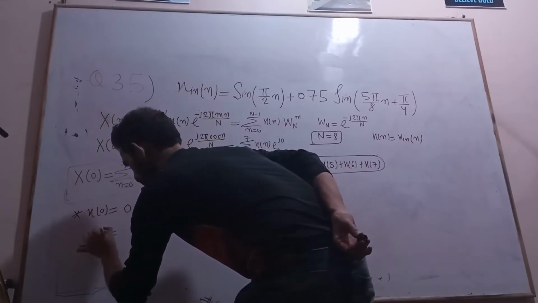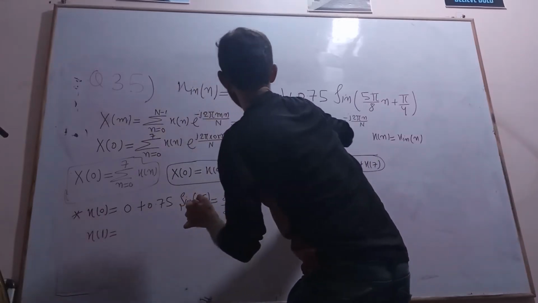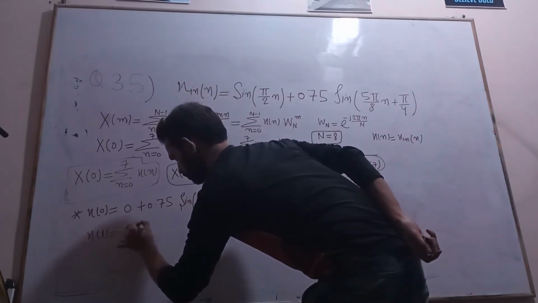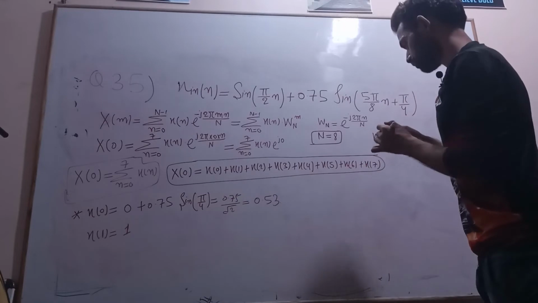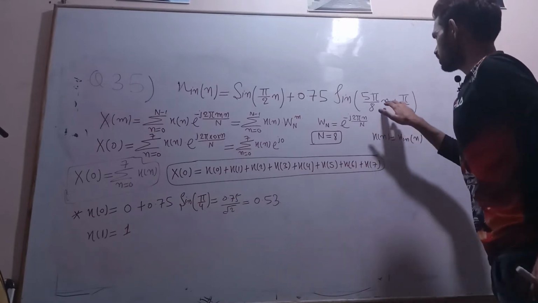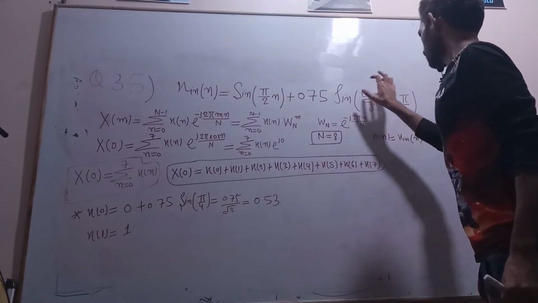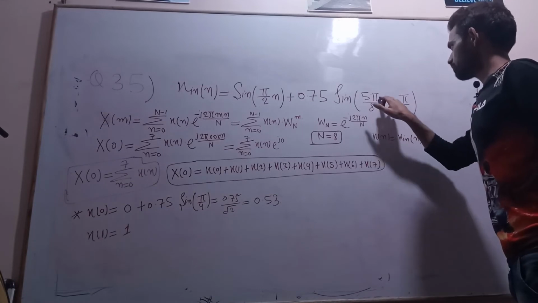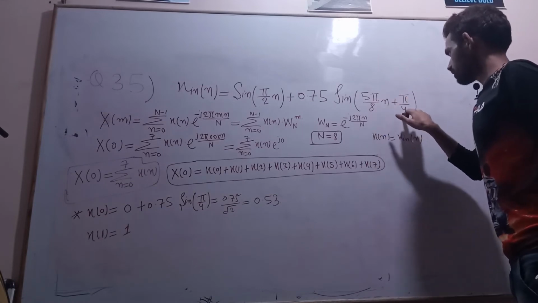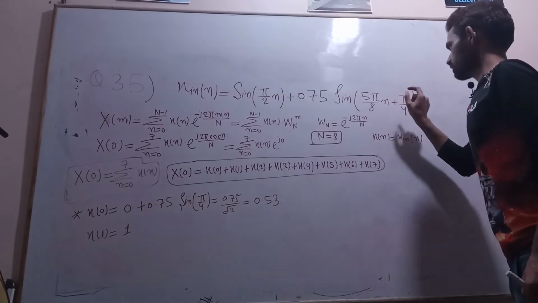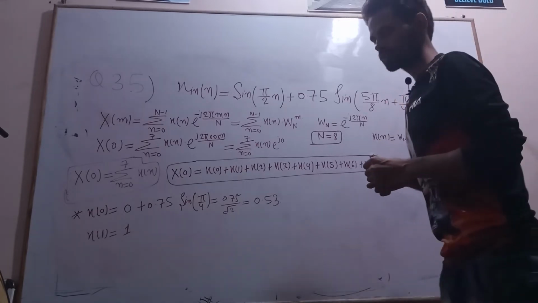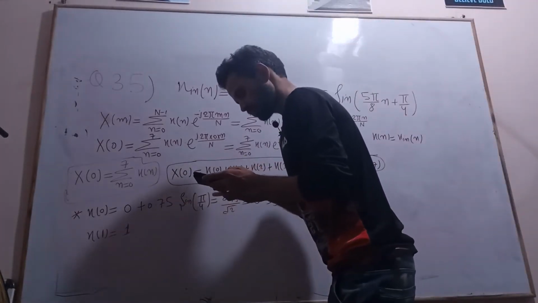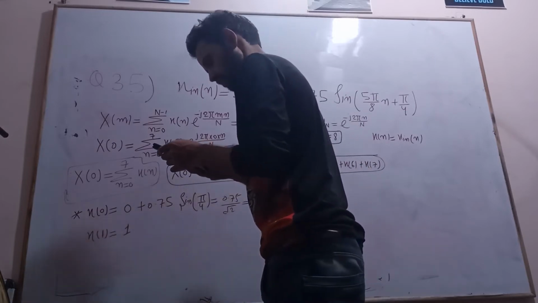Now x of 1. Just put the value of n equal to 1 here. Sine pi by 2 is 1. Then plus 5 pi by 8, and the total angle: 5 plus 2 is 7, so it is 7 pi by 8.